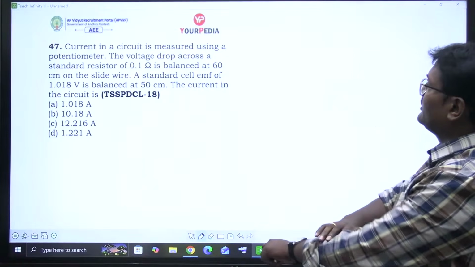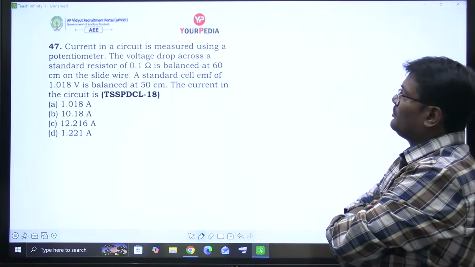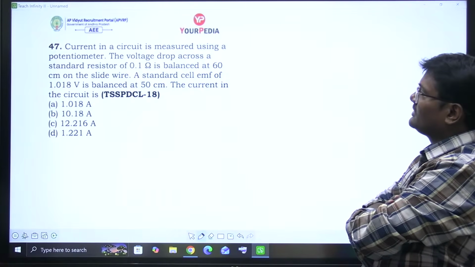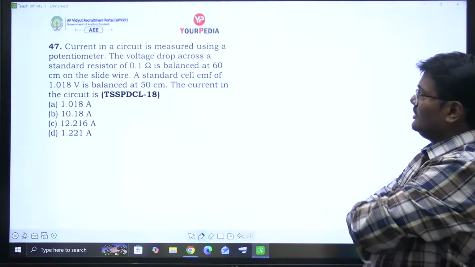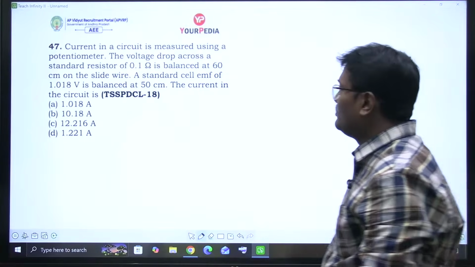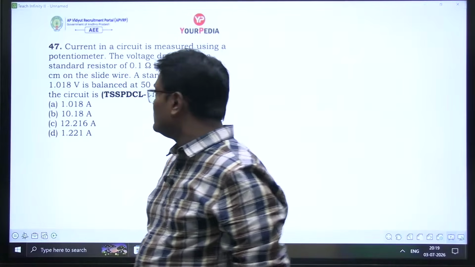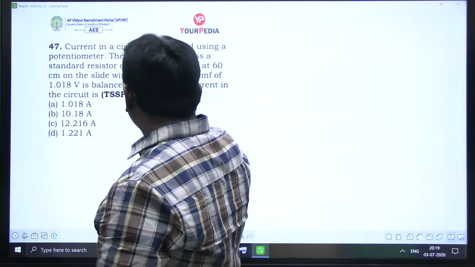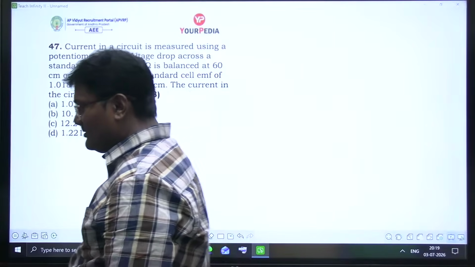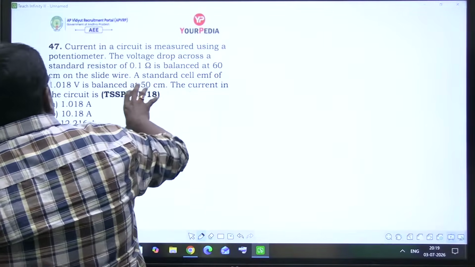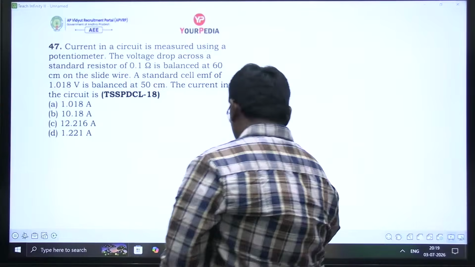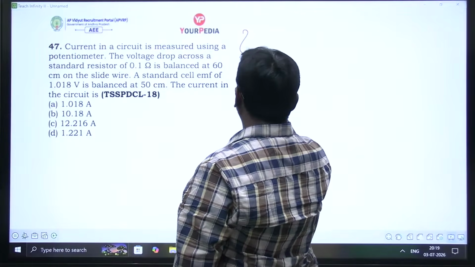Current in a circuit is measured using a potentiometer. The voltage drop across a standard resistance of 0.1 ohms is balanced at 1.018 volts. 1.018 volts is balanced at 50 centimeters. The current in the circuit is asked. Okay, so this question is related to potentiometer.